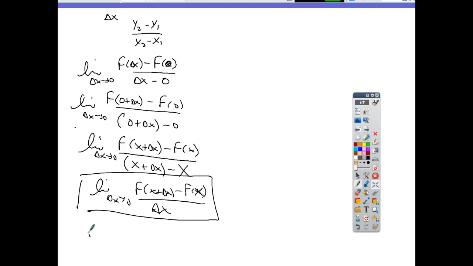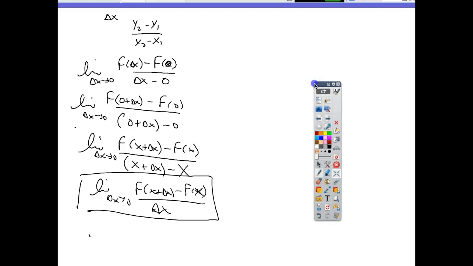How the heck does this work? Does it work? Is it delta x as the limit approaches delta x of 0? Or delta x approaches 0. Limit as delta x approaches 0 of f of x plus delta x minus f of x all over delta x. How does this work? Plug it in. Let's try it out. Let's take it for a test drive.